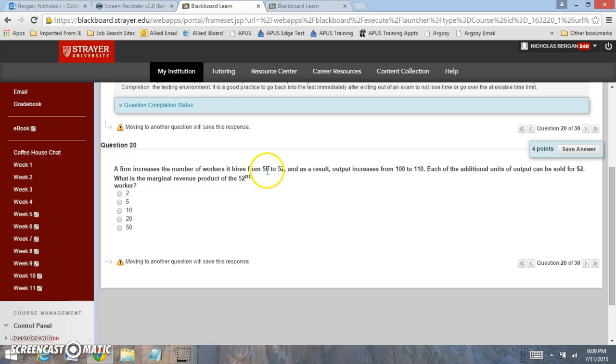So the firm increases from 50 to 52 workers. Output increases from 100 to 110. Each additional unit of output can be sold at $2. What is the marginal revenue of the 52nd worker? So what was the change? 50th to 52nd worker? You'll notice that 10 more was produced.